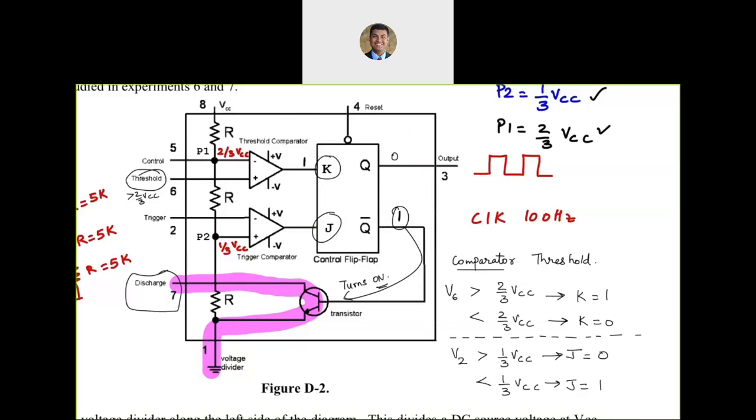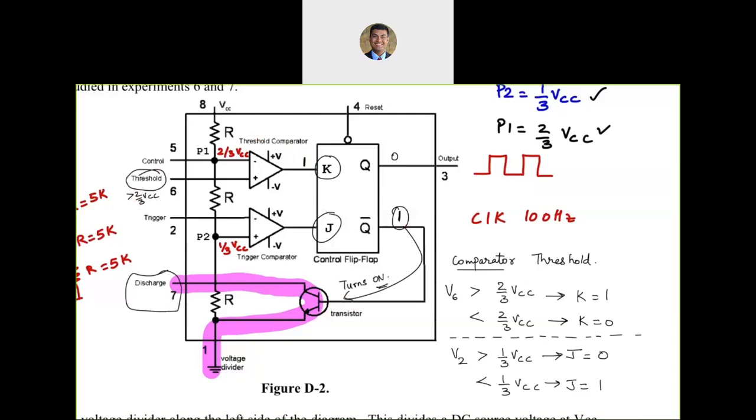So let's see, there is a question online. Is this when Q is 1 or Q naught is 1? So let's see. Let me write this in. So now let's suppose it was greater than 2/3 VCC. If I say threshold voltage is greater than 2/3 VCC, then I have a 1 over here, which means Q bar is 1, turns on the transistor and starts discharging the capacitor.